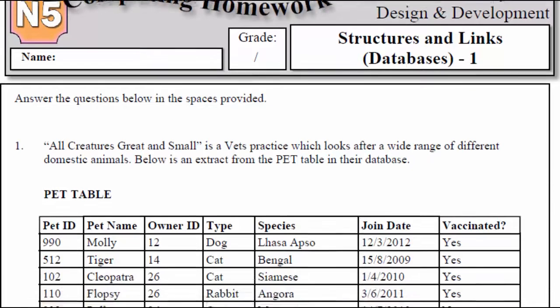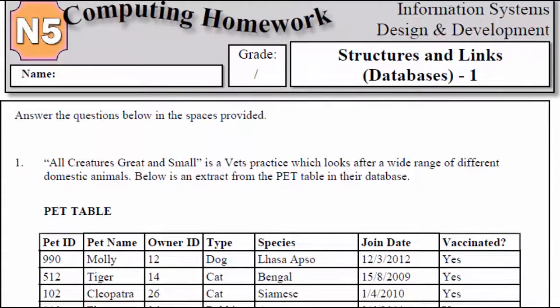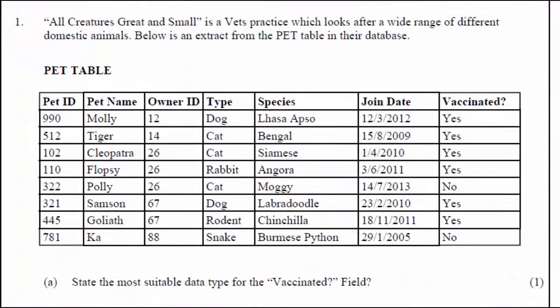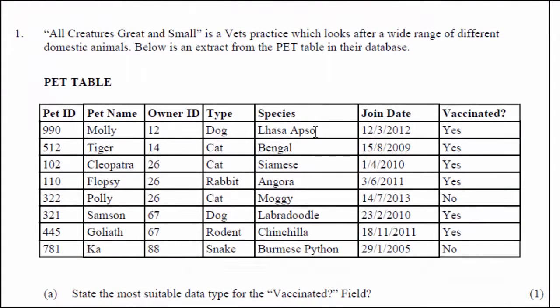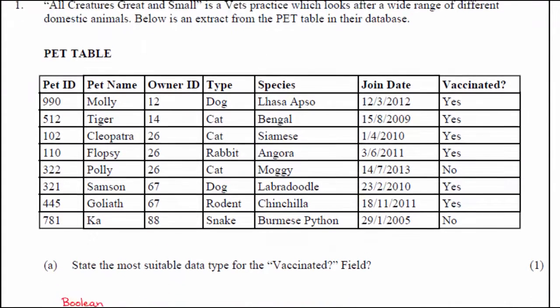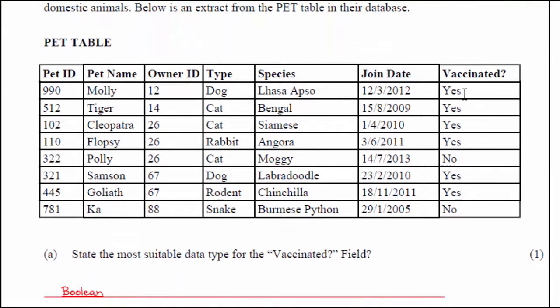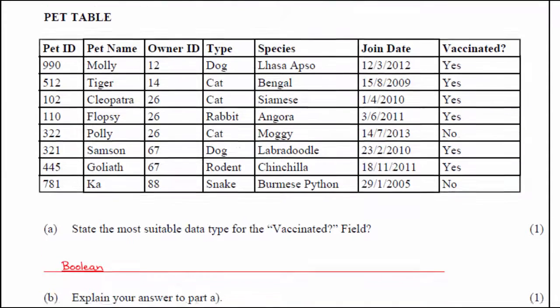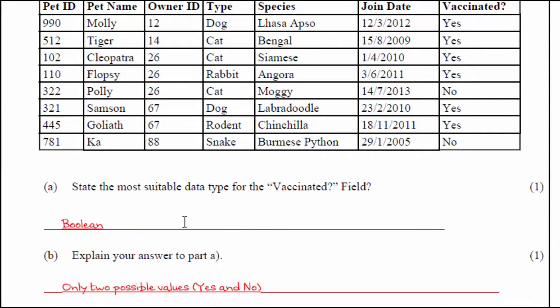Right, so here's just the answers to the questions that we did in class. Okay, so all database ones. So what we've got is they're saying state the type of field that you'd have for vaccinated. So vaccinated, it's either going to be yes or no. So that's going to be a Boolean field. Or you could say yes, no. And the reason is there's only two possible values. So if there's a field in which there's only two possible values, that's your Boolean.